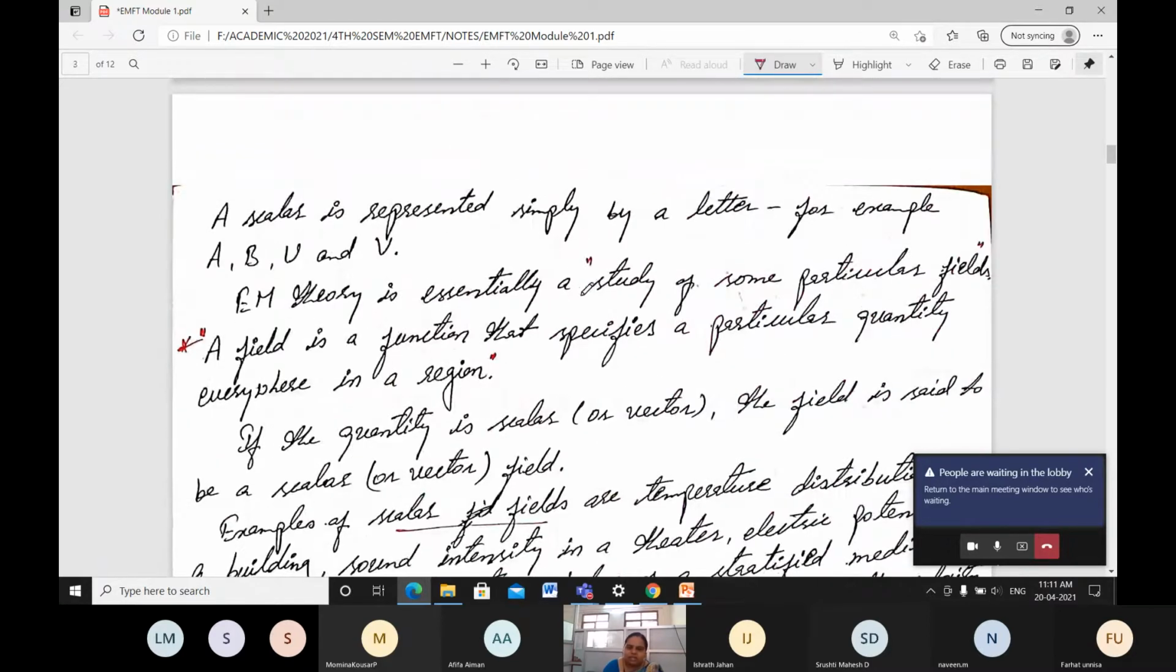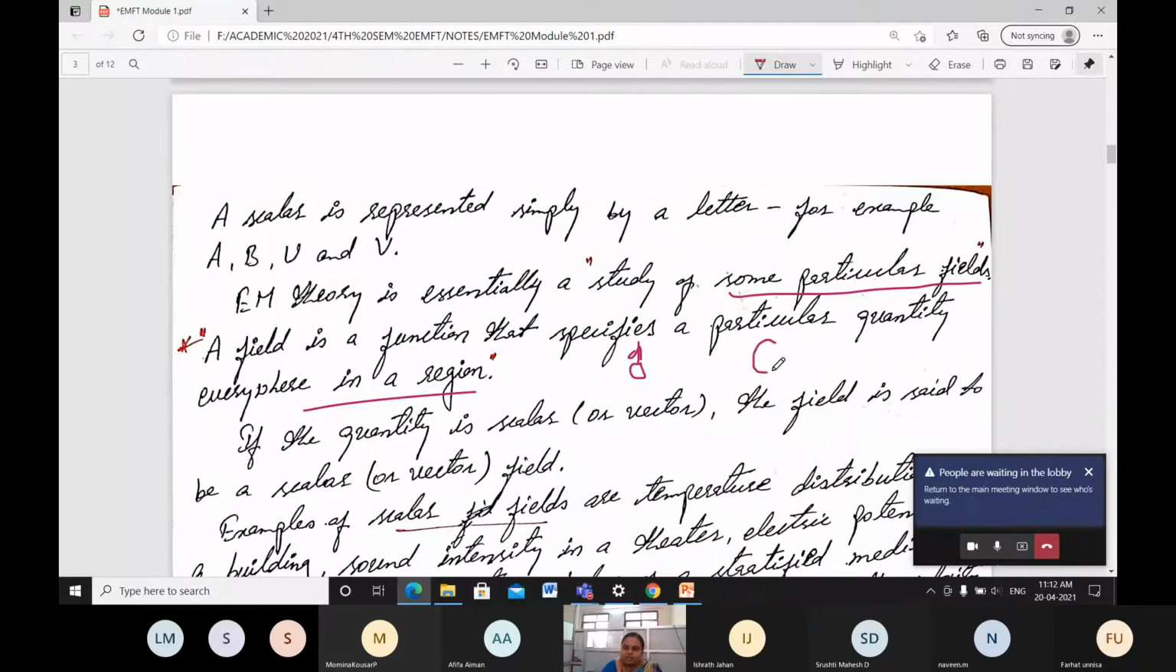Then EM theory is essentially the study of particular fields. Then what is this field? Particular fields, which are those fields? A field is a function that specifies a particular quantity everywhere in the region. If I am standing in one position, what is the area I am going to cover here?